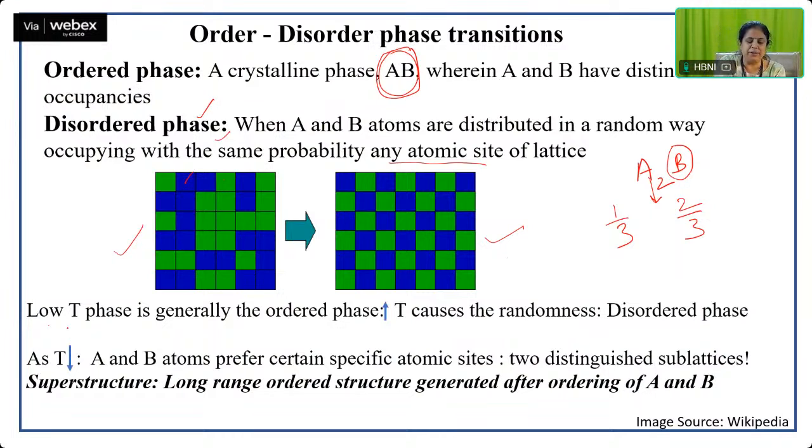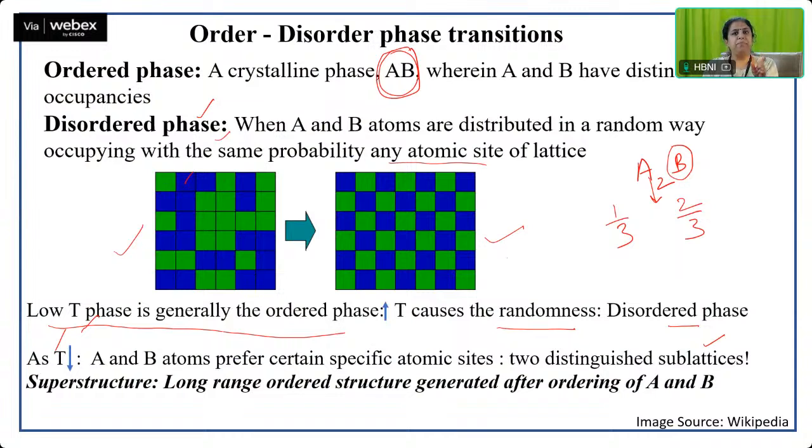And as we discussed in the previous slide, order-disorder does not happen in all the compounds. But if there is a possibility of an order-disorder phase transition, then the low temperature phase is generally the ordered phase, because increasing the temperature will cause the randomness, which will lead to the disordered phase. Whereas as the temperature decreases, A and B prefer only certain specific sites. There will be two distinguished sublattices.